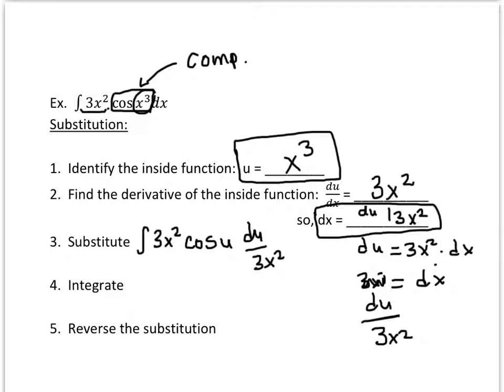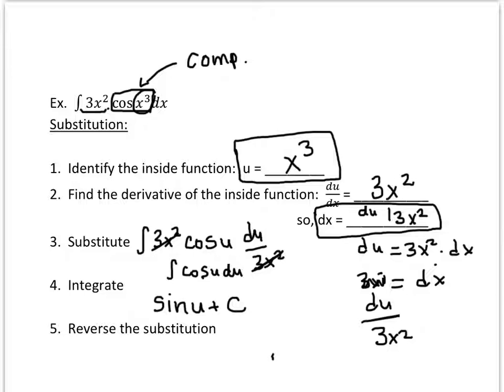Then I'm going to simplify a little bit. Notice my 3x squareds cancel out. That seems convenient. And I'm left with the integral of cosine of u du. That is certainly much simpler than the integration problem that I started with. The only function I need to integrate is cosine. The antiderivative of cosine is sine. U just stays there, plus c.